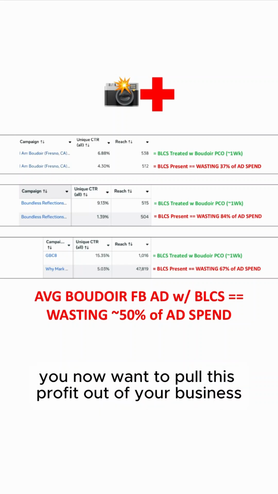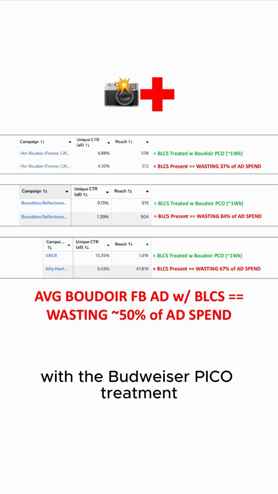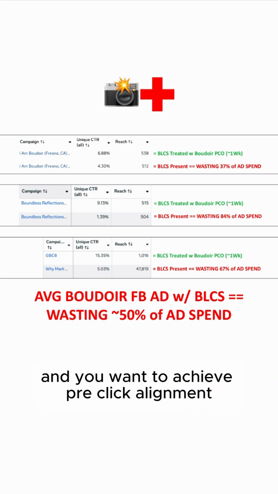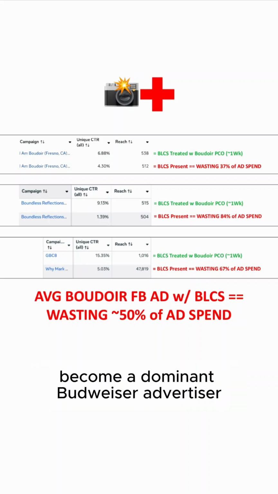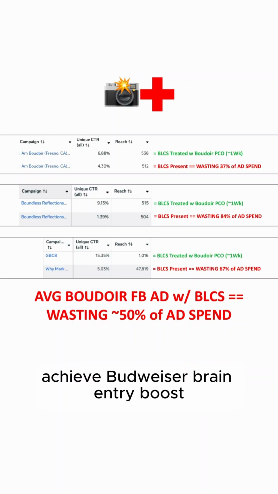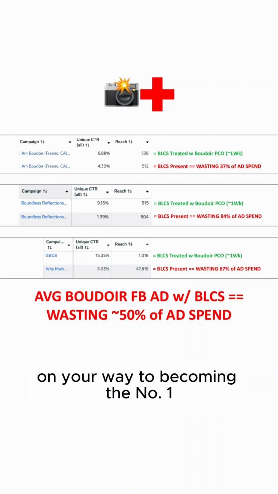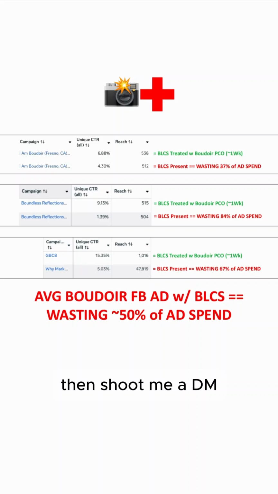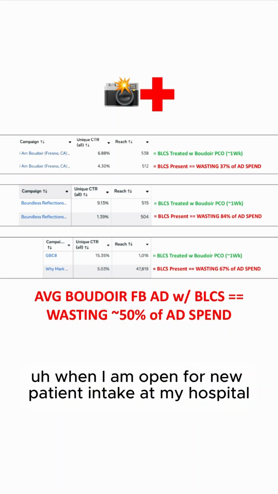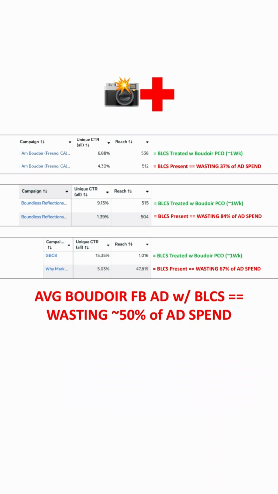And you decide you now want to pull this profit out of your business with the Boudoir Pico treatment, and you want to achieve pre-click alignment, become a dominant Boudoir advertiser, achieve Boudoir brain entry boost, because then you have to achieve that on your way to becoming the number one boudoir photographer in your city. Then shoot me a DM when I am open for new patient intake at my hospital.